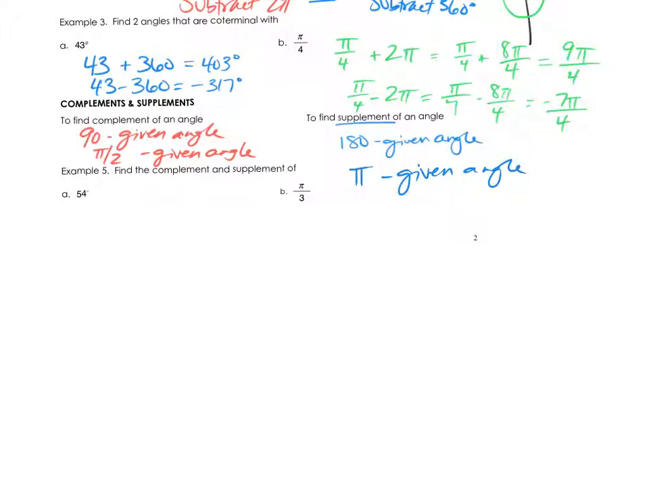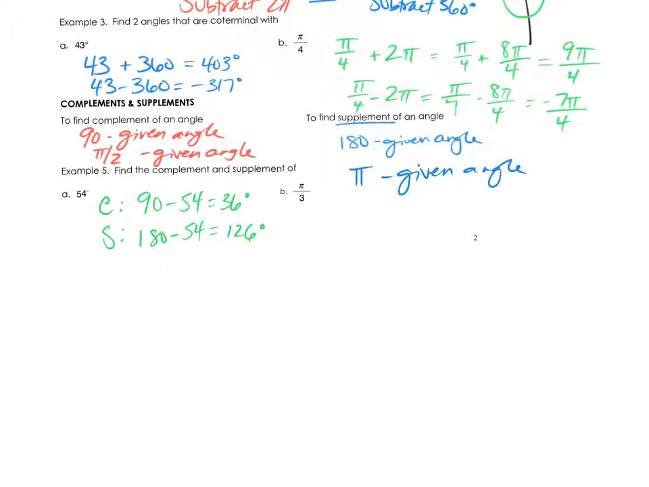So what that looks like when we solve problems: to find the complement of 54, so we're going to call this C for complement. This is in degrees, so we're going to take 90 minus my given angle, which is 54, and that gives us 36 degrees. Our supplement is going to be 180 minus our given angle, which gives us 126 degrees.